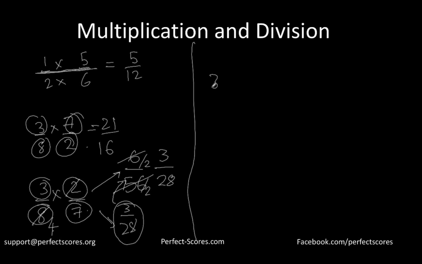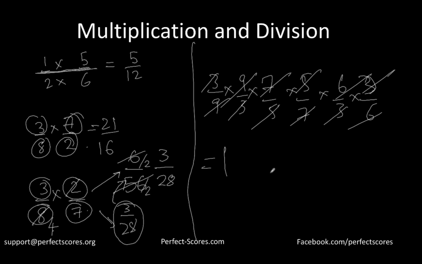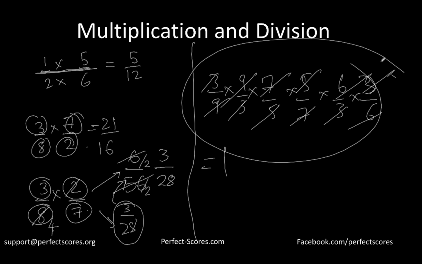Let's suppose you get 3 over 9 into 9 over 3 into 7 over 5 into 5 over 7 into 6 over 3 into 3 over 6. You don't have to multiply all the numerators and all the denominators and then get the result. You can say this 3 goes with this 3, this 9 gets cut by this 9, this 7 gets cut by this 7, this 5 gets cut by 5, 3, 3, 6, 6, and the answer is 1. Right? So this was more of an extreme example that I was doing, but you should do a lot of practice in solving these kinds of problems, in working with fractions in this way.